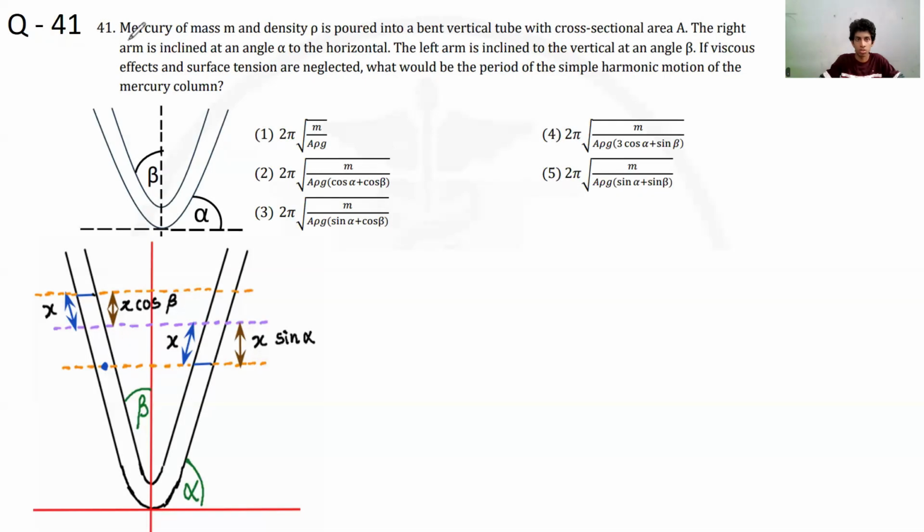Question number 41. Mercury of mass m and density rho is poured into a bent vertical tube with cross-sectional area A.